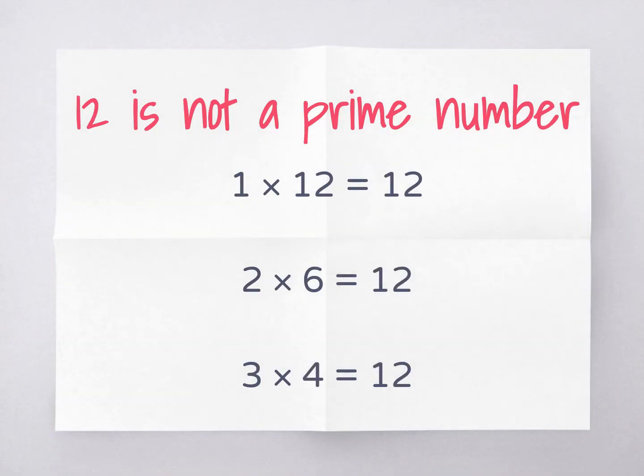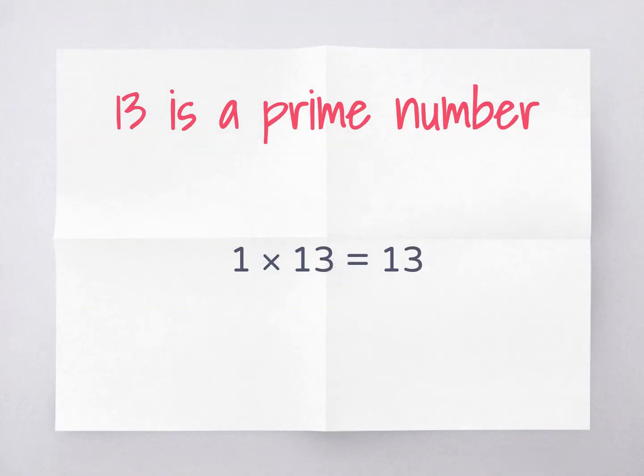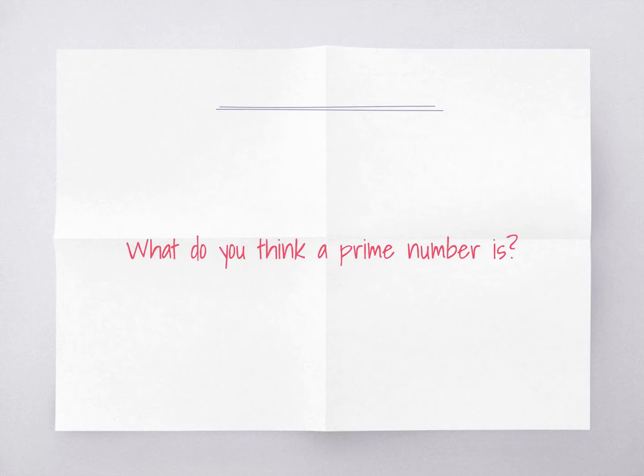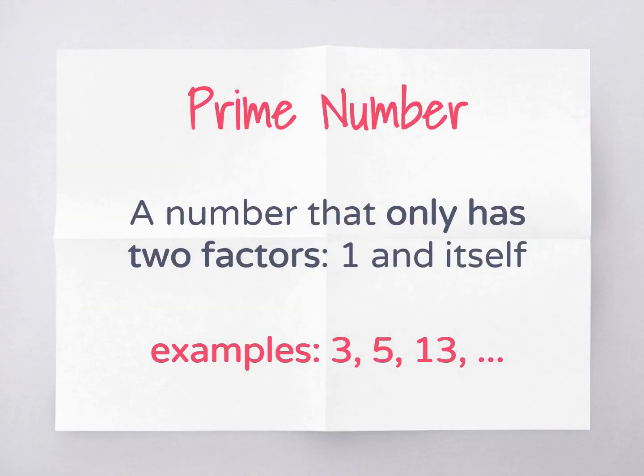12 is not a prime number. 1 times 12 equals 12. 2 times 6 equals 12. 3 times 4 equals 12. 13 is a prime number. 1 times 13 equals 13. What do you think a prime number is? Anybody? Prime number is a number that only has two factors, one and itself. Examples of prime numbers are 3, 5, and 13.